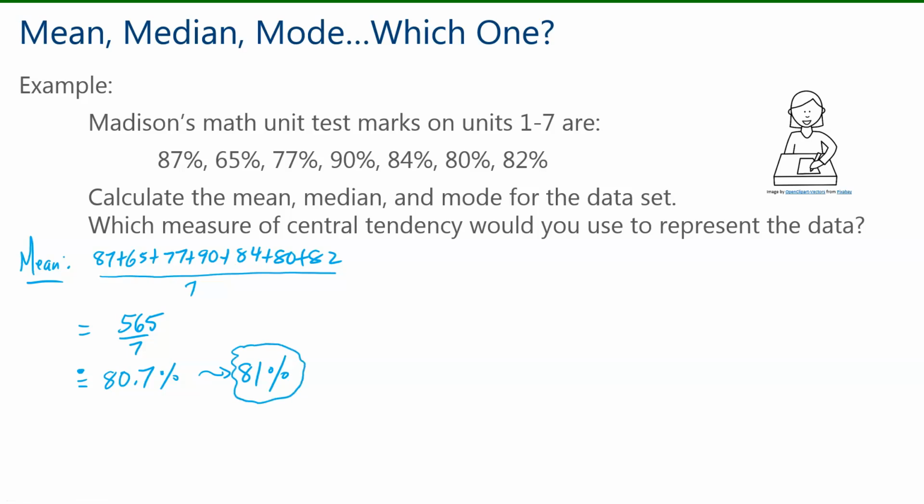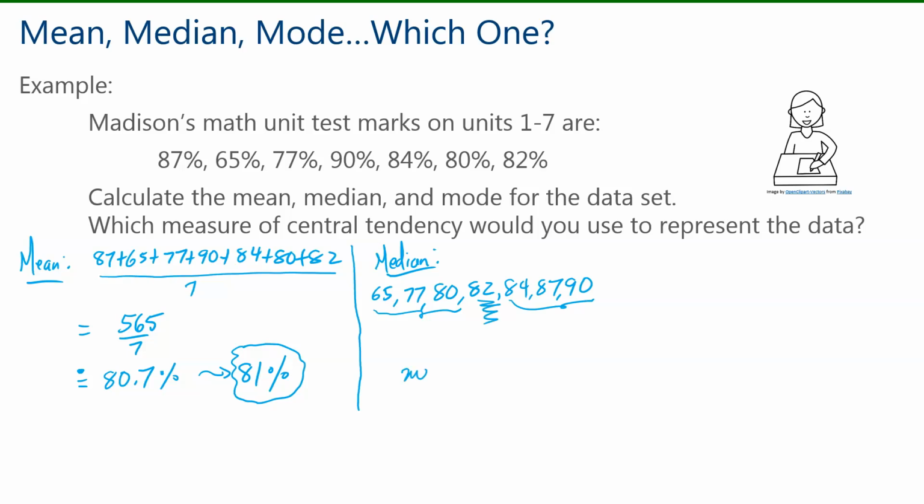There's the mean. How about the median? First step in the algorithm, we're arranging from least to greatest. 65, 77, 80, 82, 84, 87, and a 90. 7 pieces of data here, so there will be a distinct middle piece. I grouped the first 3 and I grouped the last 3, leaving dead smack in the middle 82. Our median test score is 82%. For our mode, we're looking for a test score that repeats itself, but there is no test score that repeats itself. Therefore, no mode exists.